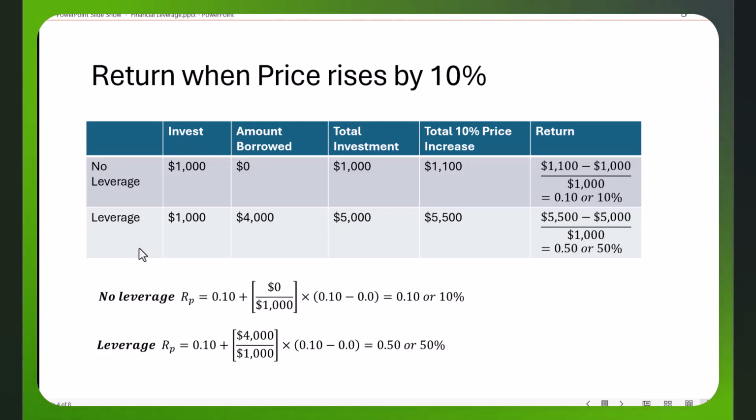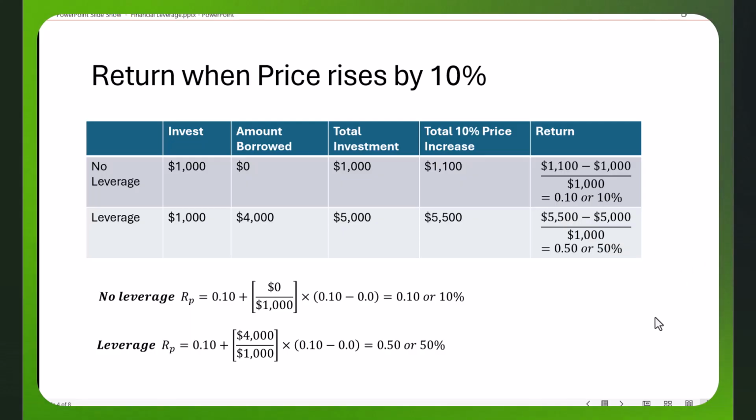What if you use leverage here? Suppose, for example, you invest $1,000, but you borrow $4,000. You've now invested $5,000. The increase is now going to be a 10% increase on the 5,000, so it's 5,500. So what's your return? It's the 5,500 minus the 5,000 you invested, but the return is going to be based on the original investment, not the borrowed money. So this is going to be 500 divided by 1,000, and you're going to get a 50% return.